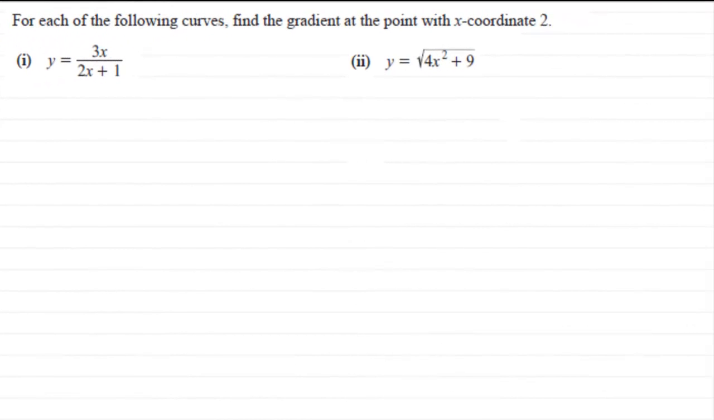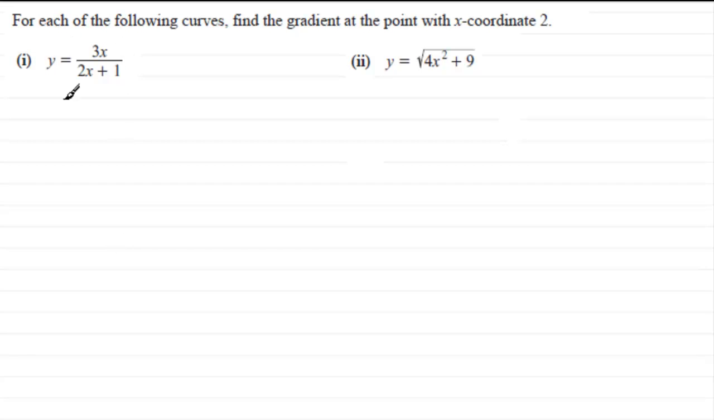Hi. Now, in this question, we're asked to find the gradient at the point with x-coordinate 2 for each of the following two curves. So, if you'd like to have a go at this and you haven't done so already, just give you a moment to pause the video. And as usual, come back when ready and we'll run through the worked solution. Okay, welcome back then if you had a go.